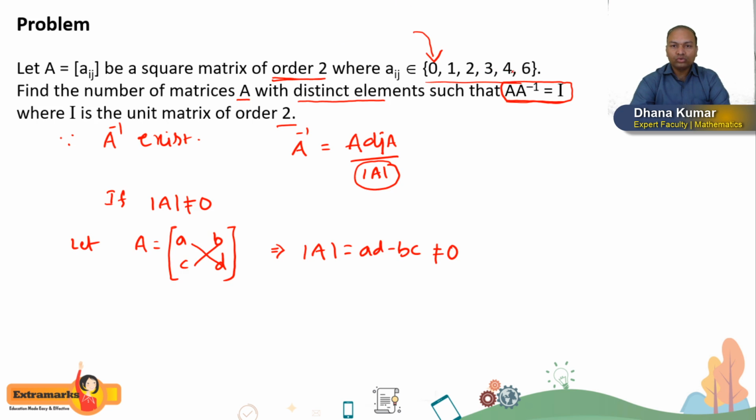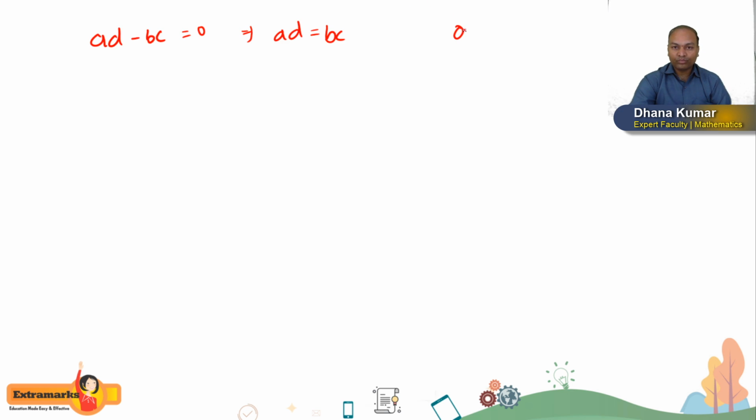Now the det A answer is what? ad minus bc is equal to 0. Implies ad is equal to bc. Here a, b, c, d belong to what? 0, 1, 2, 3, 4, 6. Okay. 0 possibilities, 1, 2, 3, 4, 6 only. Total 3 plus 3, 6 possibilities are there. Fine. ad is equal to bc. What are those possibilities, you see?